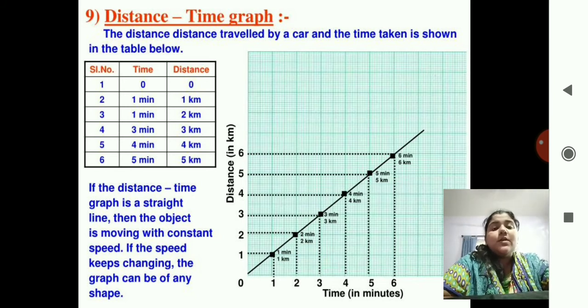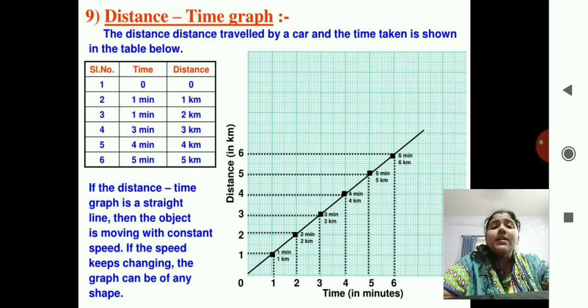Next, take the first one, the time 0, distance 0, so no need to plot. Then is the 1 minute. At 1 minute how much distance has it covered? 1 kilometer. So keep a point at the middle of both the axes, and you get the 1 minute. Then 2 minutes, 3 minutes, 4 minutes, 5 minutes and 6 minutes, and then join all the dots you have taken. So we get a straight line.